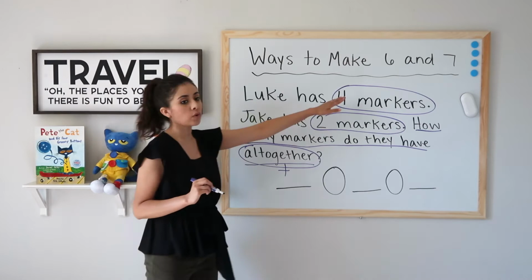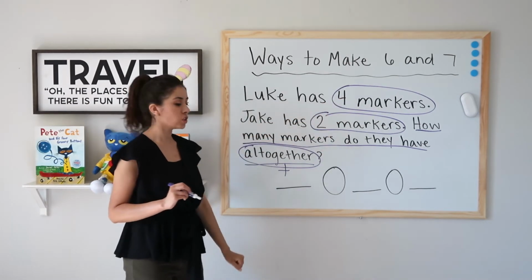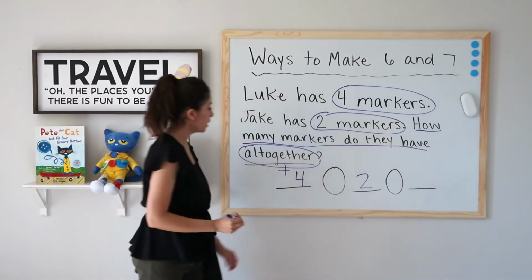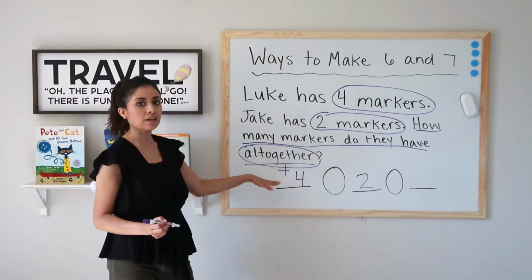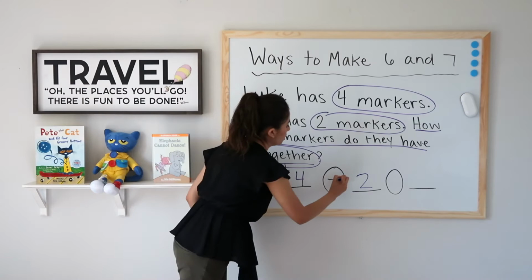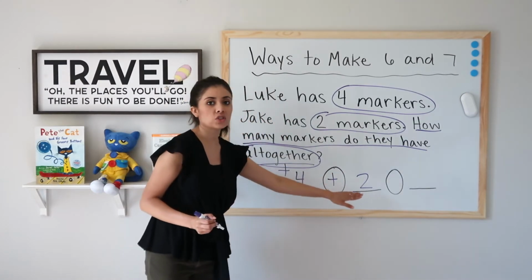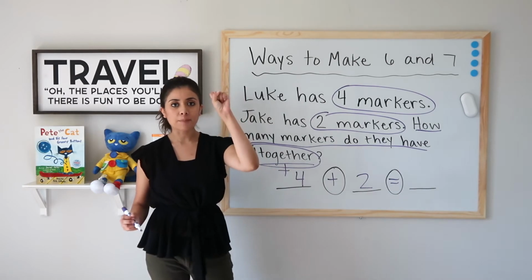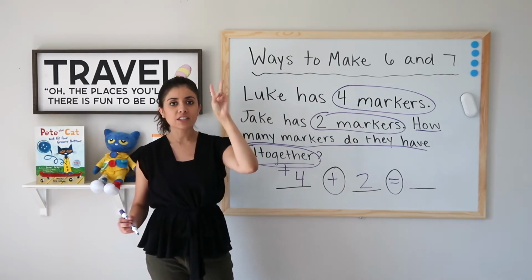Okay, so I will write my two parts, 4 and 2. We've already said we have to add them. 4 plus 2 equals, let's go ahead and count up. 4, 5, 6. 4 plus 2 fingers is 6.